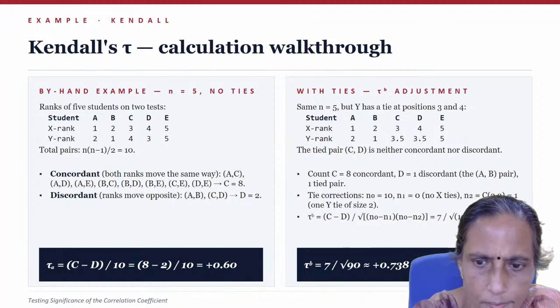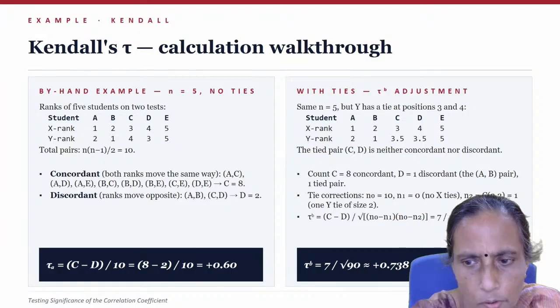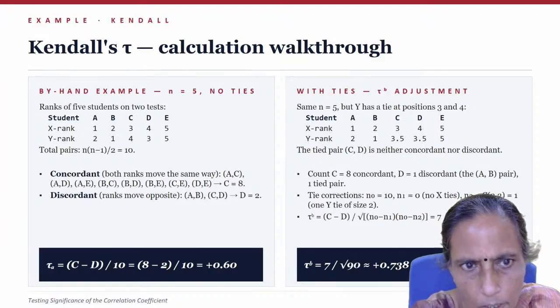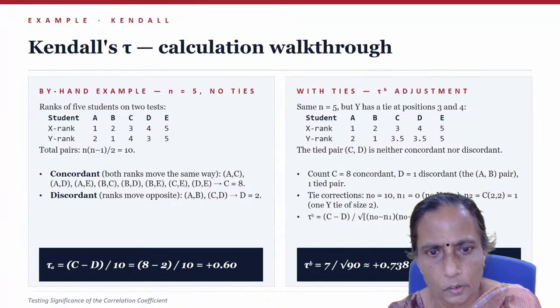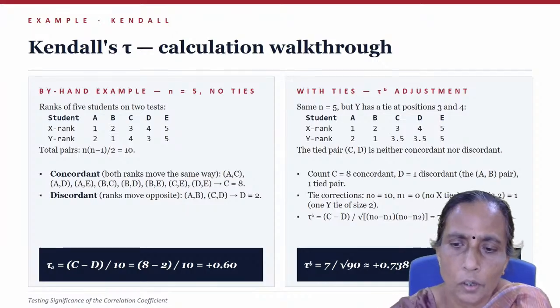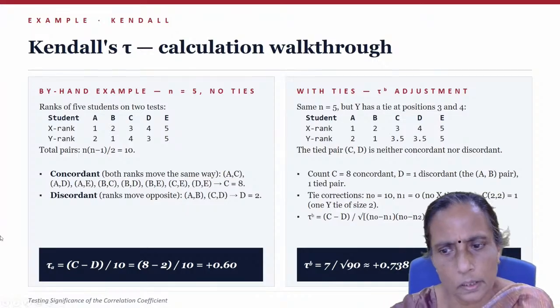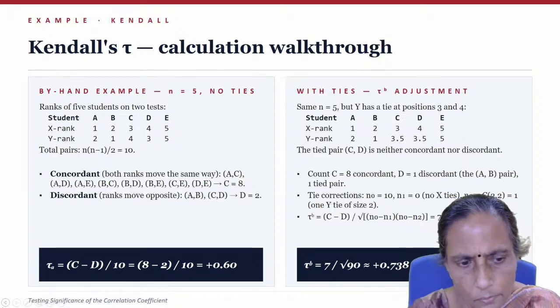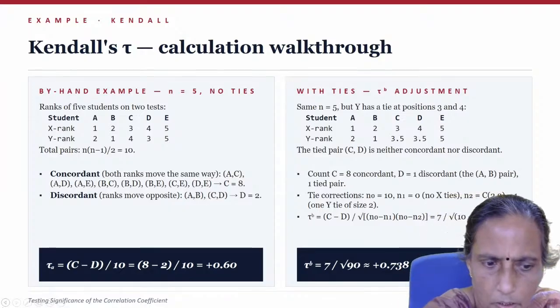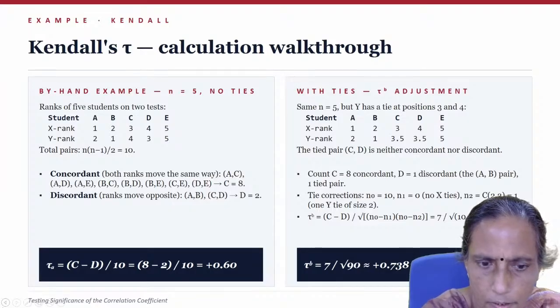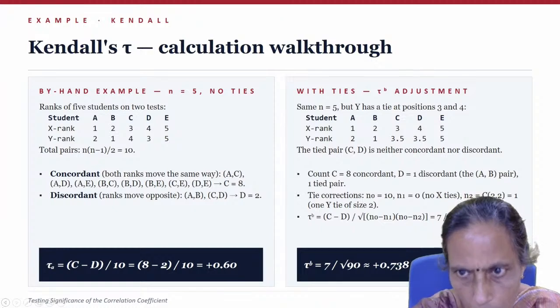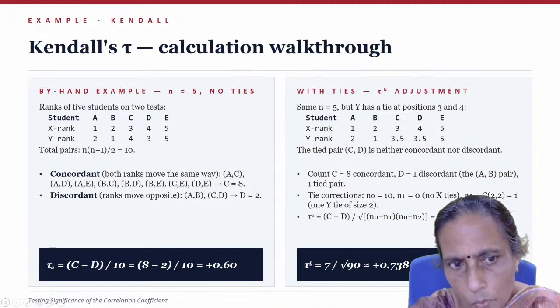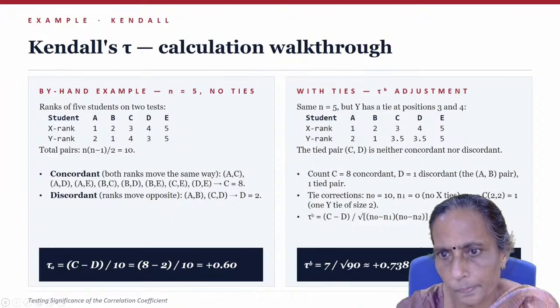So tie corrections: N0 is equal to 10, N1 is equal to 0, no X ties, N2 is equal to 1. Okay. So your tau is equal to, by using our formula, C minus D by 10, that is 8 minus 2 by 10, which is 0.60. And tau B, with ties, is 7 by square root of 90.